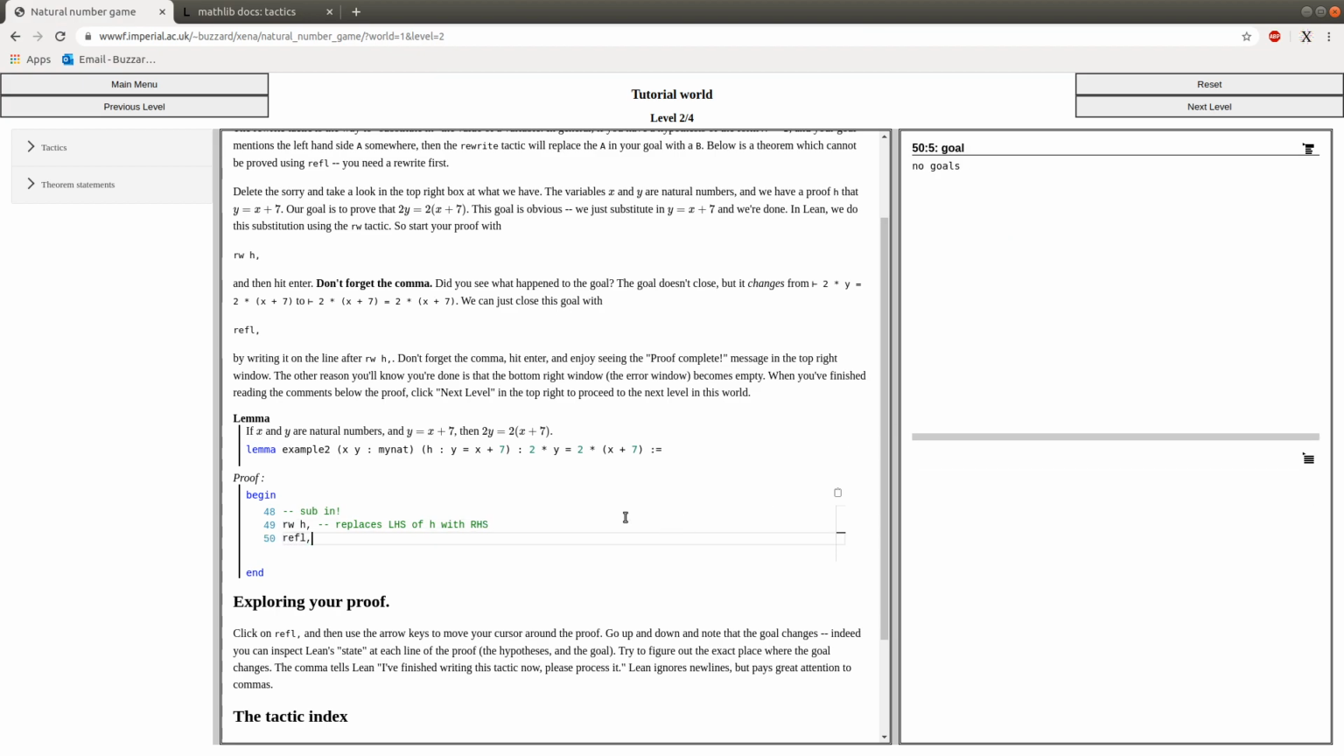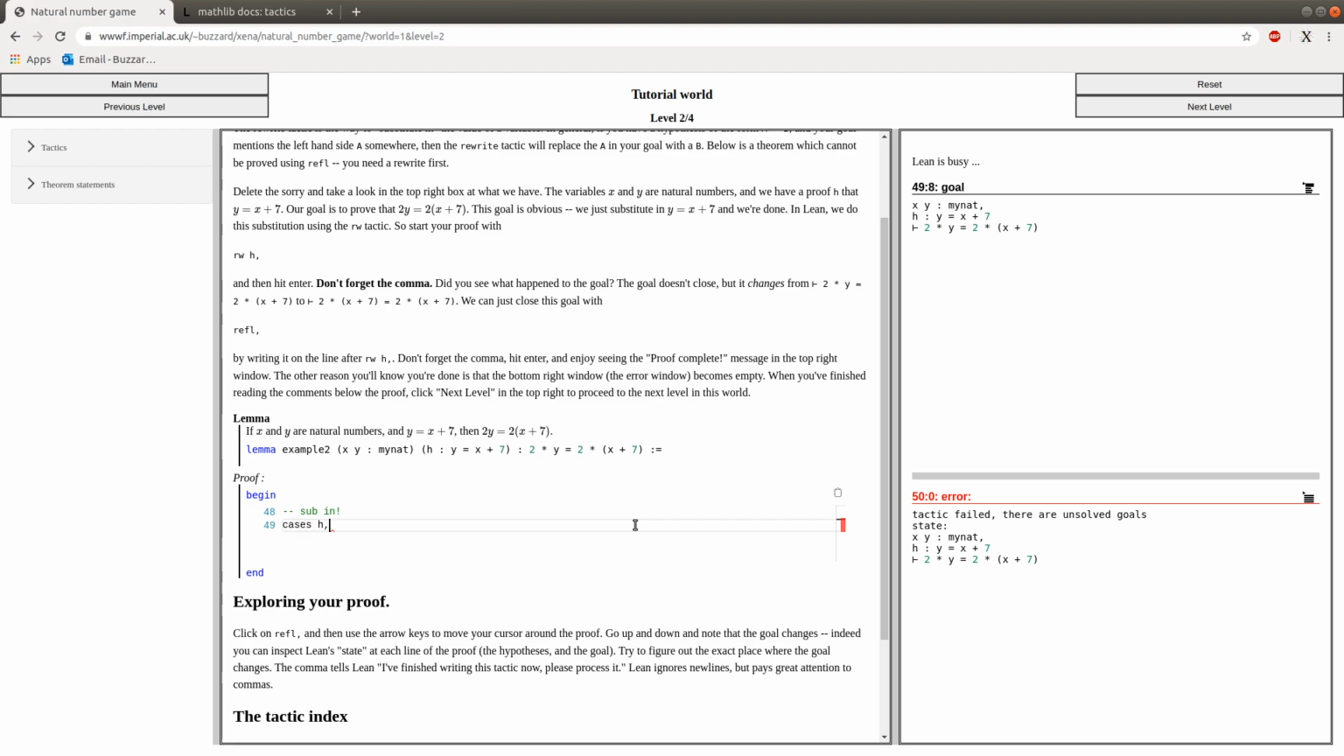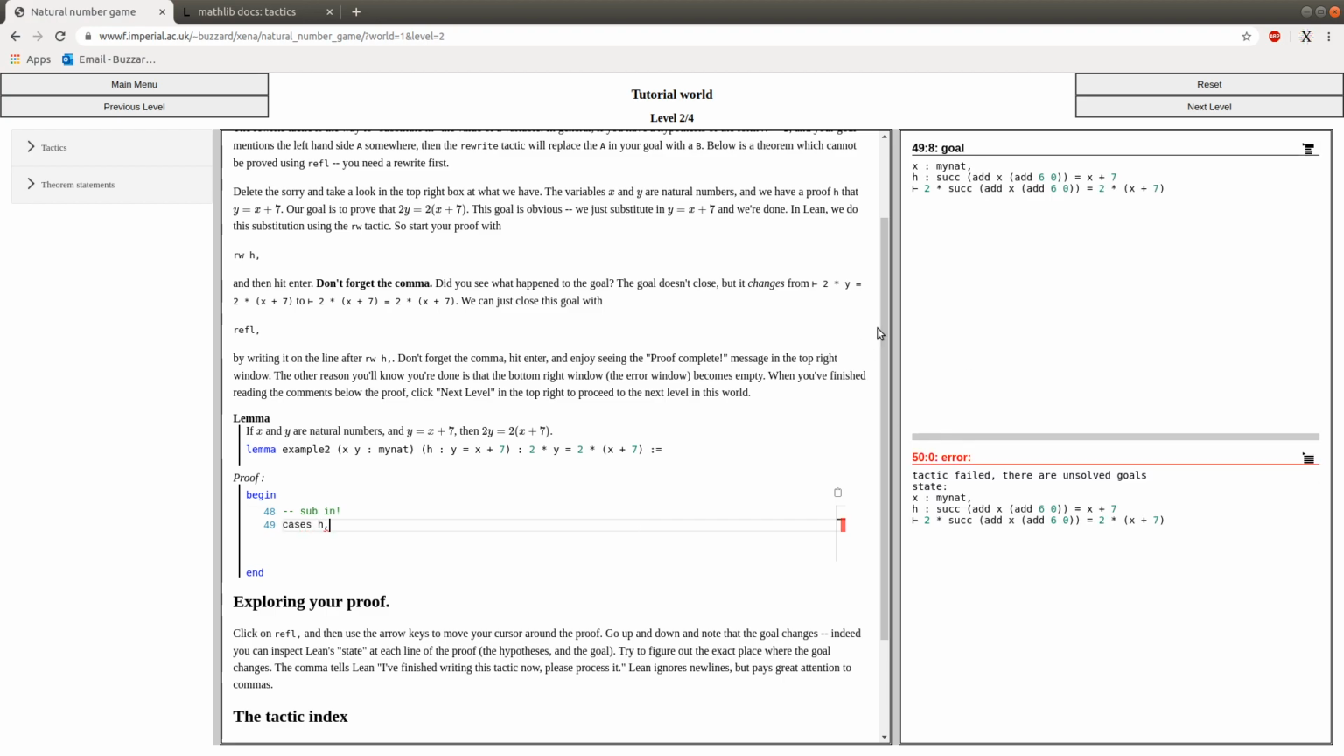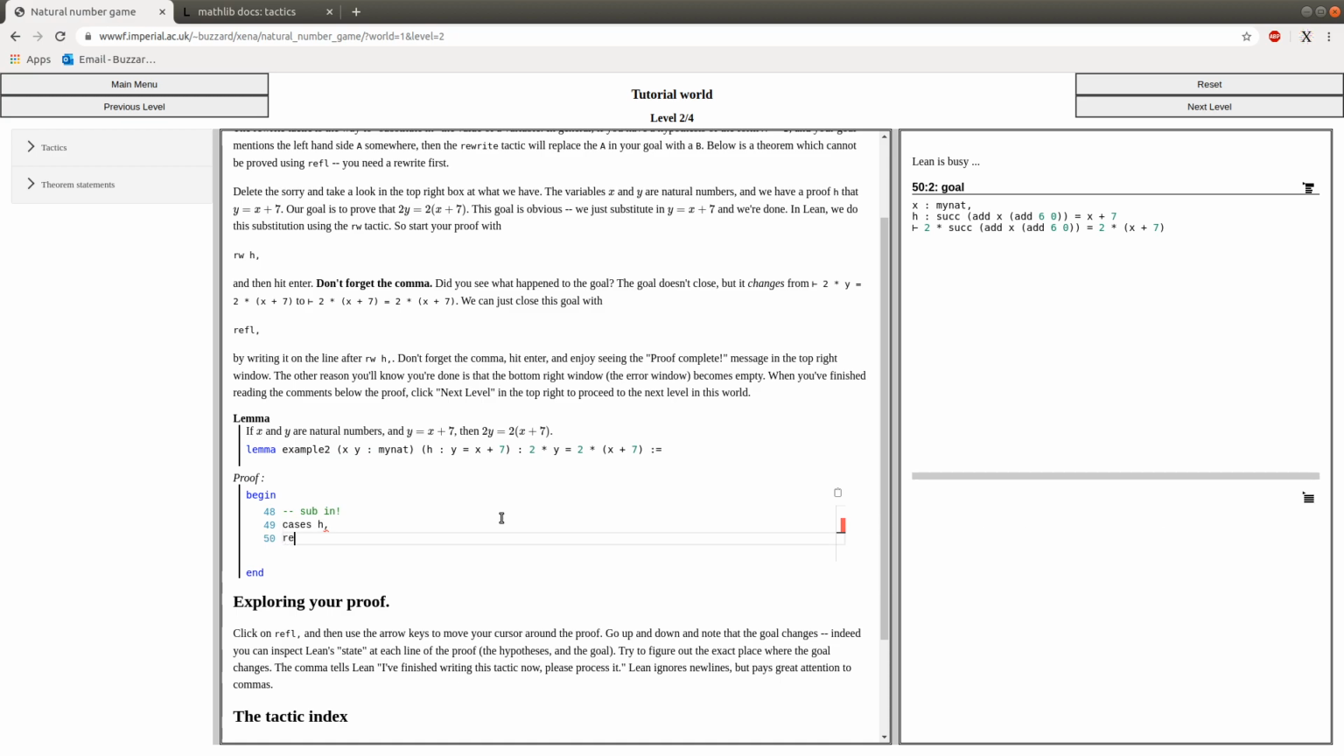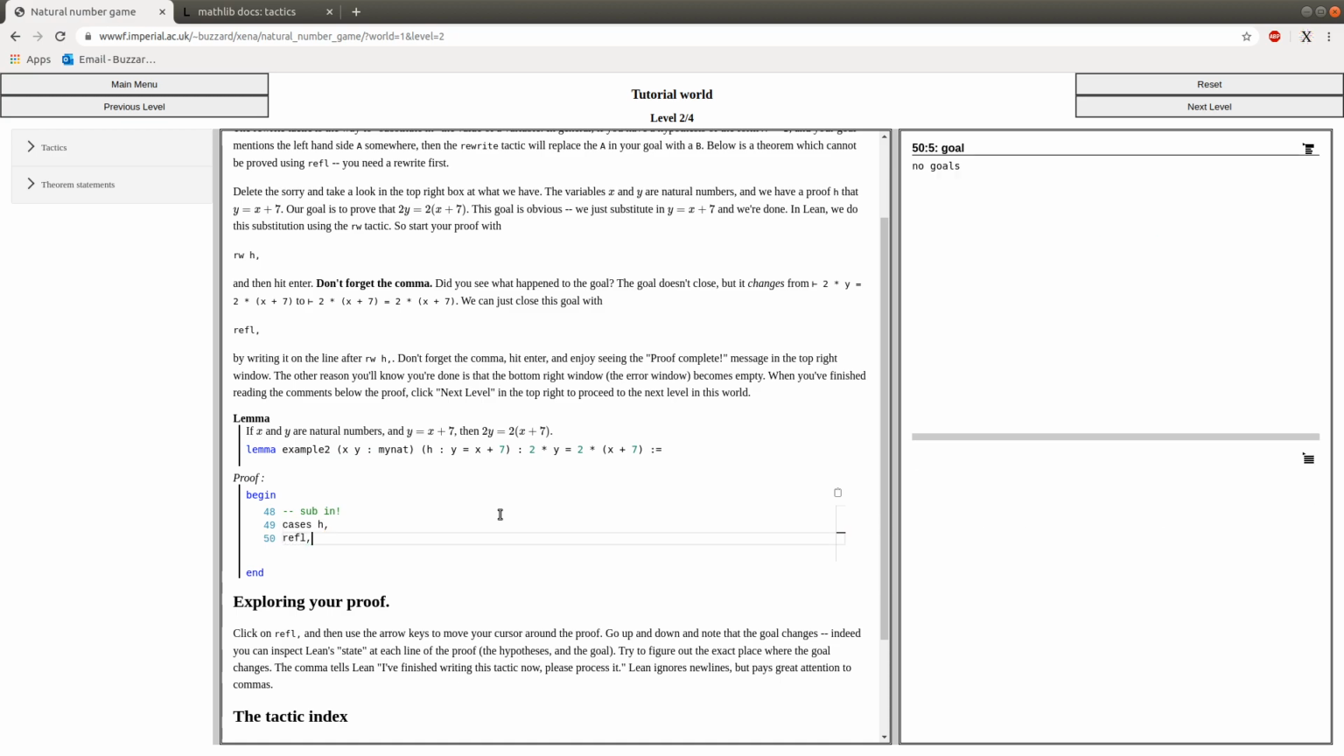So there you go. Those of you that have played some other levels of this might know about the cases tactic. So let me show you another proof. Another way of substituting it is I can do cases h, because equality is an inductive type. That completely messes up everything. So there you go. Everything has become completely incomprehensible. But in fact, I think REFL will still solve this. So there you go. So there's a rather exotic proof.